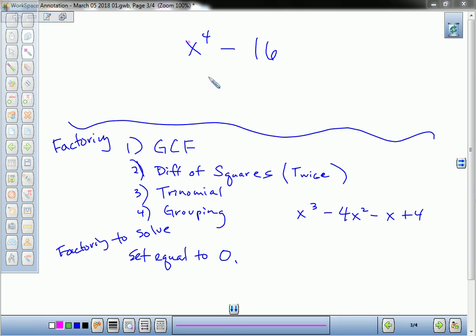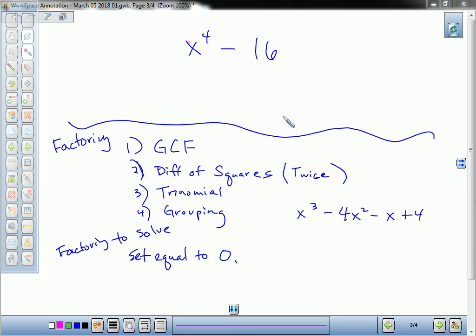We factored Friday, right? So we talked about factoring. We're always going to look for a greatest common factor first. If we have two terms, we're going to look for a difference of squares. If we have a trinomial, we just factor it easy. If we have more than that, we might use grouping. And when we are factoring to solve something, we're going to set it equal to 0 before we ever start factoring, right?